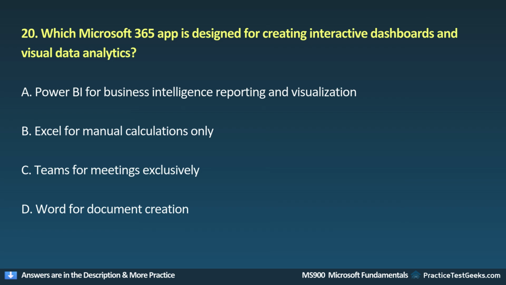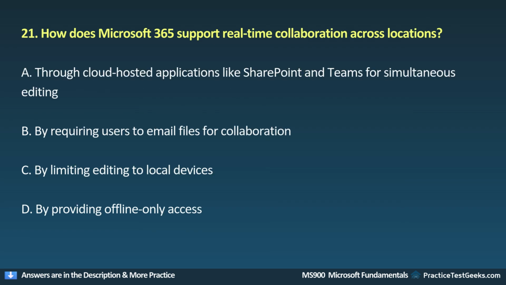A. Power BI for business intelligence reporting and visualization. B. Excel for manual calculations only. C. Teams for meetings exclusively. D. Word for document creation. 21. How does Microsoft 365 support real-time collaboration across locations?